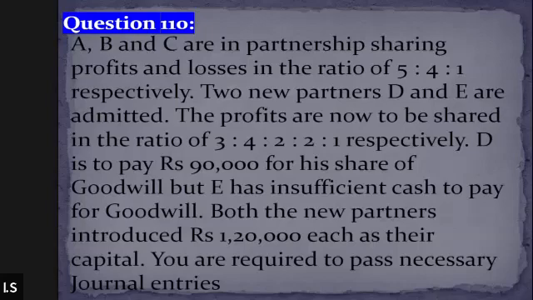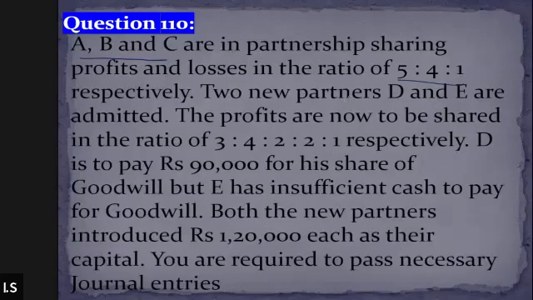Okay, so there are three partners, A, B, and C, in the existing firm, and they are sharing profit and loss in the ratio of 5:4:1, respectively. Two new partners, D and E, are admitted. The profit is now to be shared in the ratio of 3:4:2:1. And D is to pay 90,000 for a share of goodwill, but E has insufficient cash to pay for goodwill. Both the new partners introduce 1,20,000 as their capital. You are required to pass the necessary journal entry.